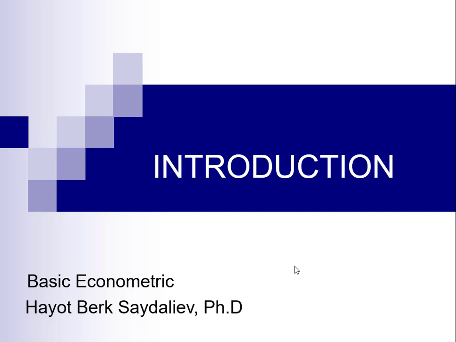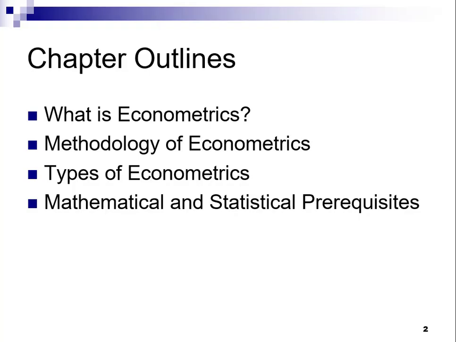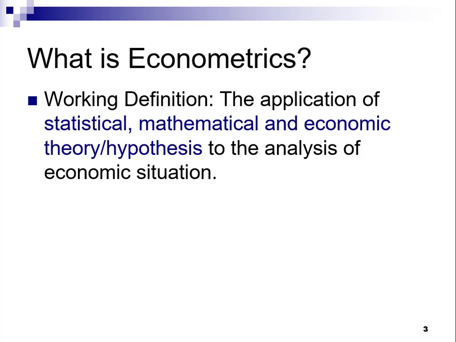Let's go to the chapter outlines. What is econometrics? Methodology of the econometrics, type of econometrics, mathematical and statistical prerequisite. What is econometrics? Working definition: the application of the statistical, mathematical, economic theory and hypothesis to analyze of econometric situation.